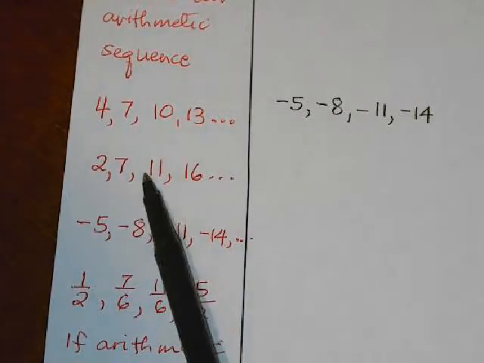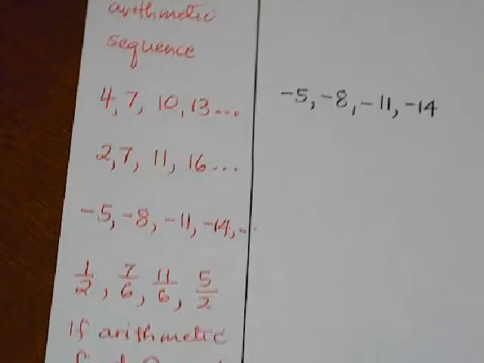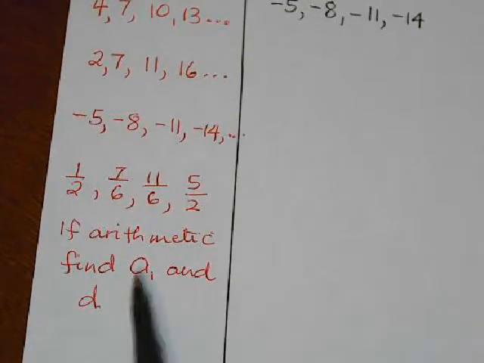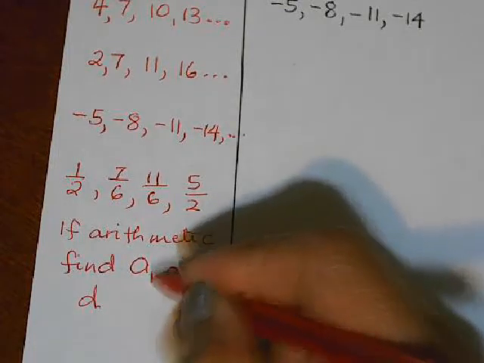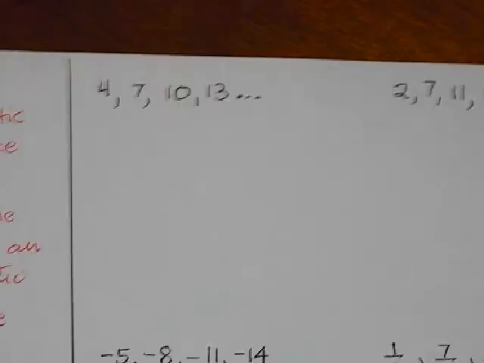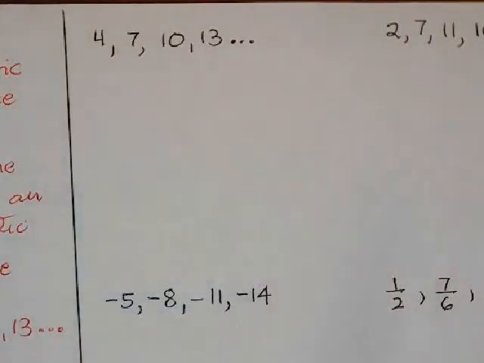So let's put these four to the test and see if they have a common difference. And if they have a common difference, that's when we can call it arithmetic. And if it is arithmetic, I want you to find a sub 1. A sub 1 is the symbol for the first term. It's not a1, it's a sub 1. The 1 should be lower. That's how you write it. And d is the common difference. This is a review from Algebra 1, so try to get your notebooks and review this.